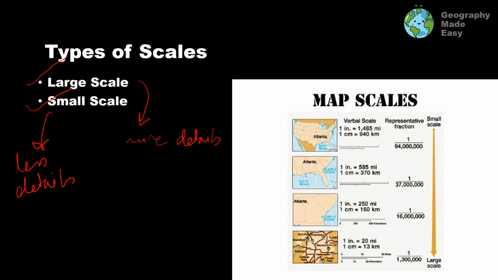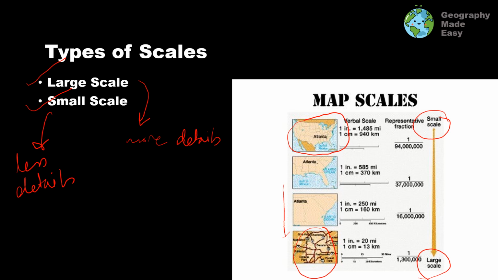Let us look at this example. We have the map of America here, and we are slowly zooming into Atlanta, and finally we are looking at the Atlanta town. So this is the large scale map. The more we are zooming in, the scale is becoming large. The more we are zooming out, the scale is becoming small.